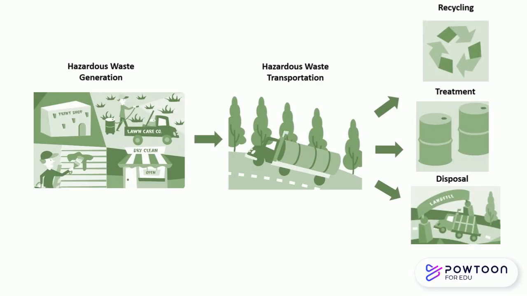Now that we know what is regulated, let's move on to who is regulated. RCRA divides hazardous waste handlers into three camps: generators, transporters, and owners or operators of treatment, storage, disposal facilities. Each one is heavily regulated under the law.